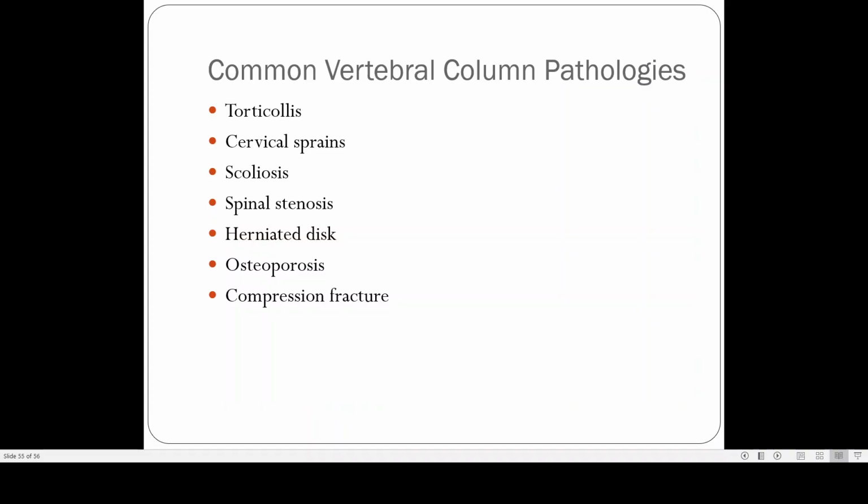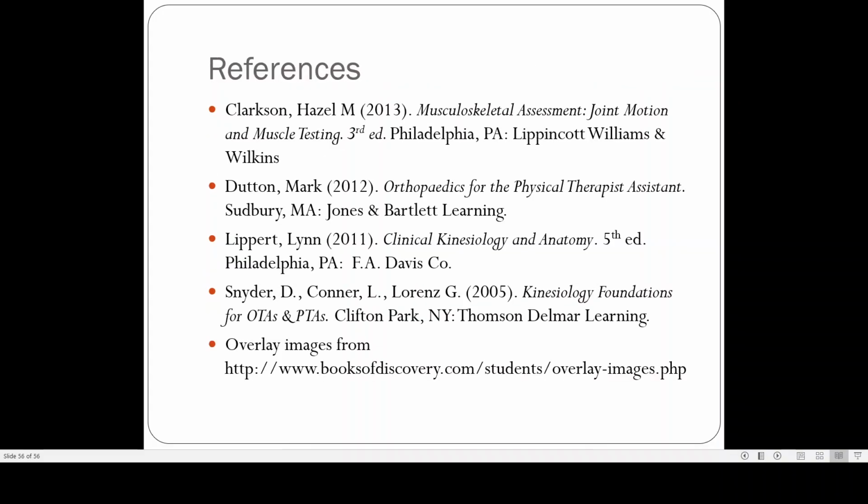I have a list here of common vertebral column pathologies for you. Make sure you review these and that you're somewhat familiar with them. Let me know if you have any questions about this material.